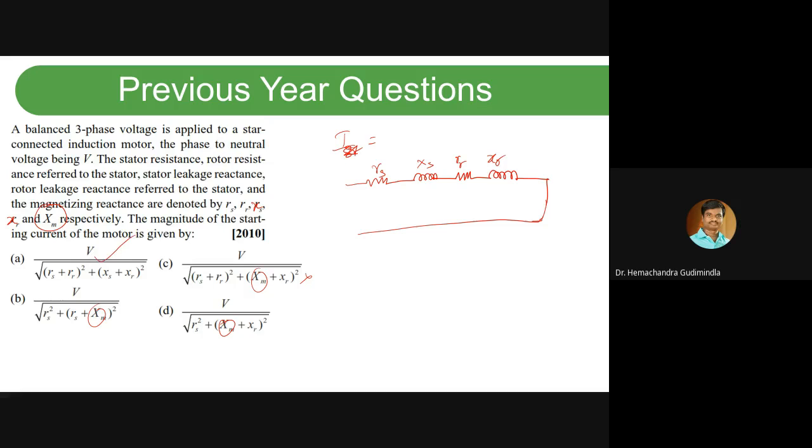So option A is correct, or we can say from here, current I starting, so let us take here, it is the voltage. So I starting is equal to V by (Rs plus Rr plus j into Xs plus Xr), or you can write V divided by square root of ((Rs plus Rr) squared plus (Xs plus Xr) squared).